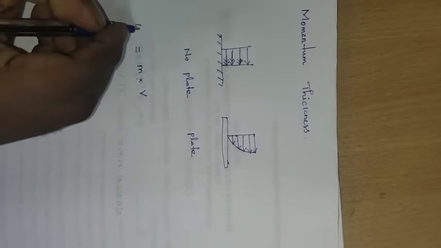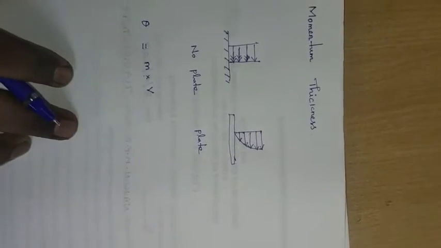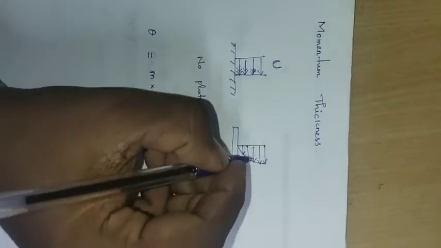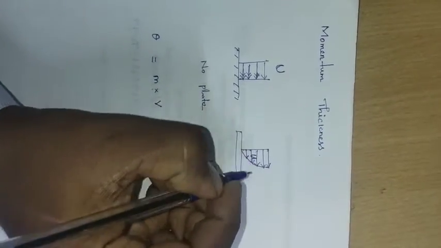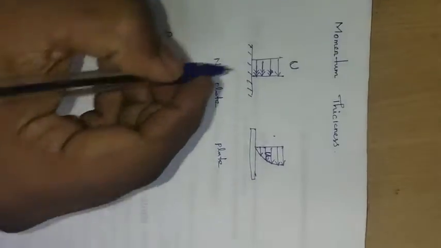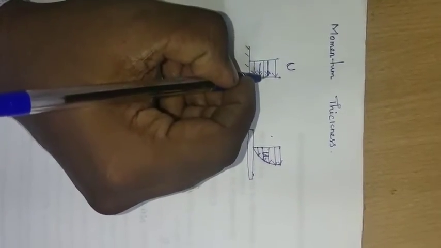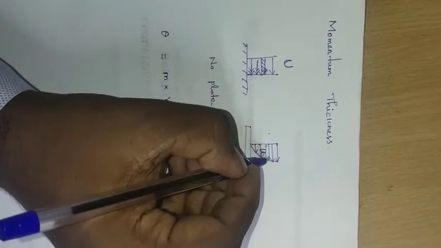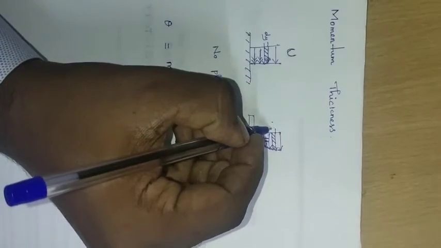So the symbol we can give is theta, right? Mass into velocity. Here the velocity is capital U, but here the velocity is small u, because the velocity is changing with respect to y, right? So let us take a small section in the first case without plate, and the second case also the same we can repeat. For the small section we can give a vertical height dy. Here also the vertical height will be dy.